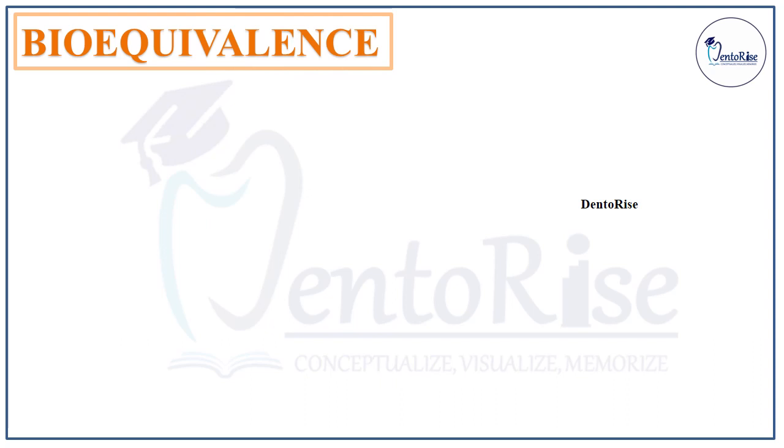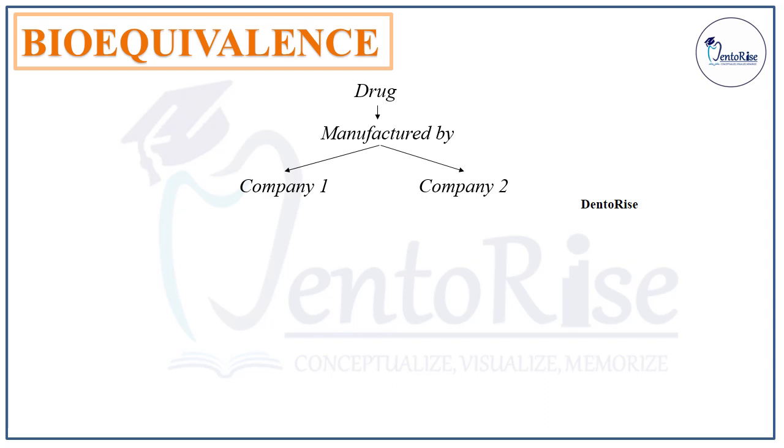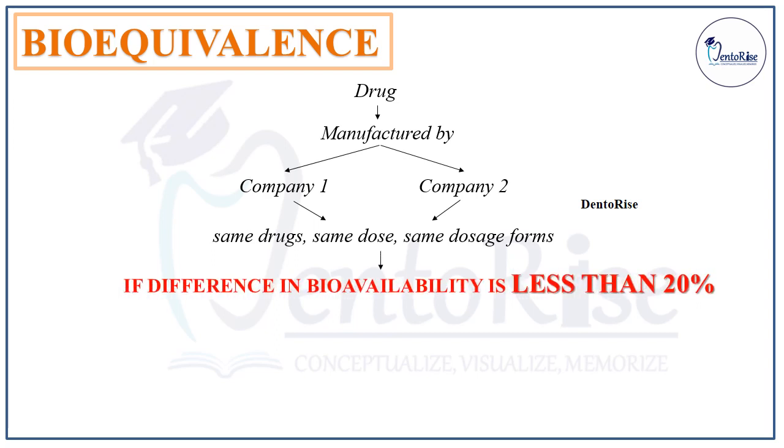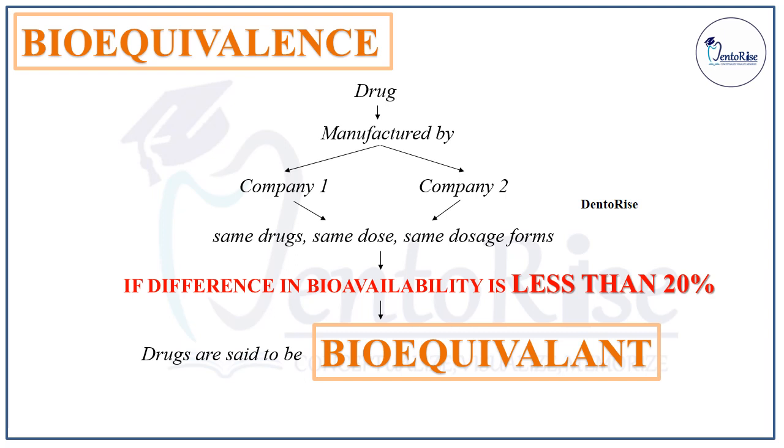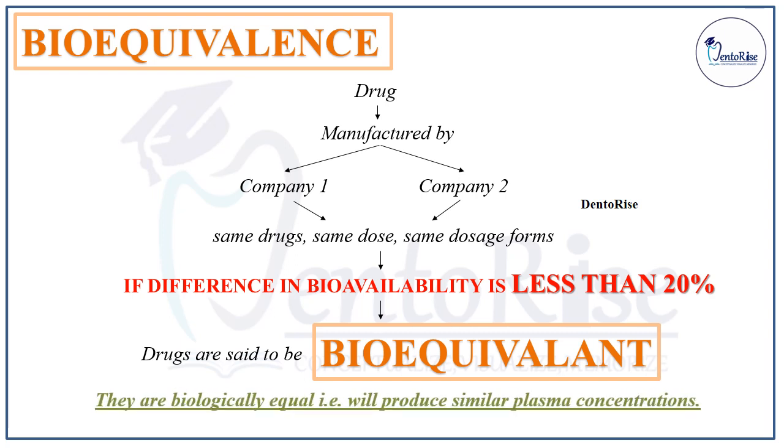Now let's learn about the second term, that is bioequivalence. Splitting this term into two, bio plus equivalent. Let's suppose there is a drug XYZ produced by two different companies, and the similar drug produced by the two companies has the same salts, the same doses of those salts, and the same dosage forms as well. Now, if the difference in the bioavailability between these two products produced by two different companies is less than 20%, then the drugs are said to be bioequivalent. This implies that these two drugs are biologically equal and will produce similar plasma concentrations.